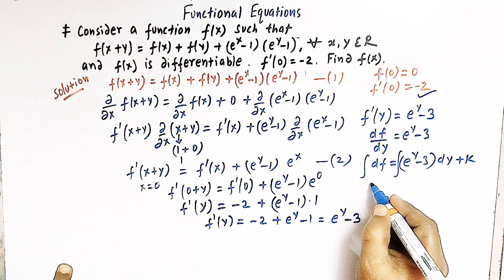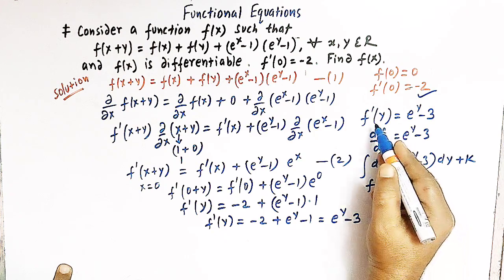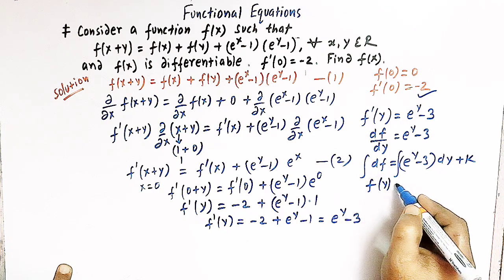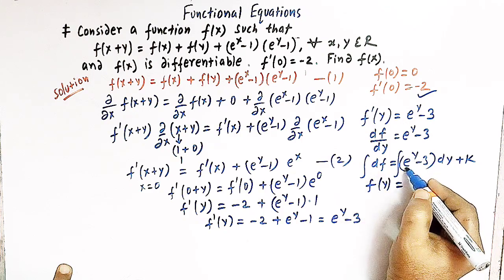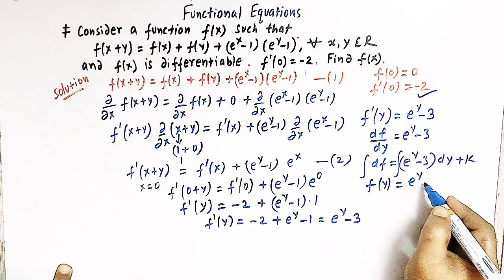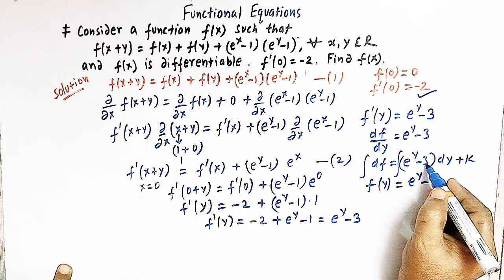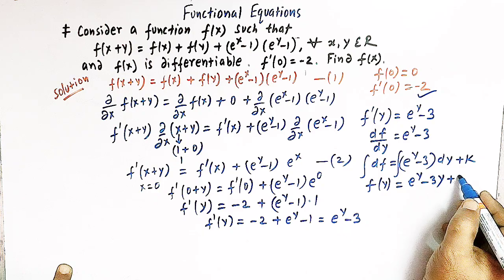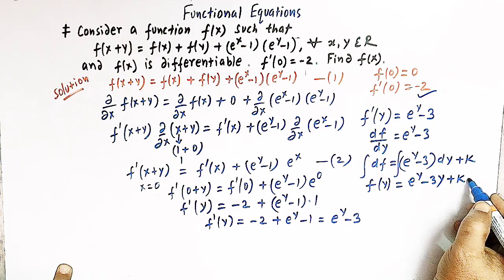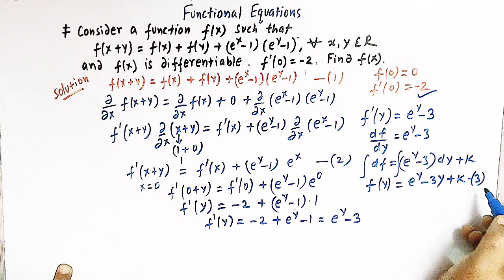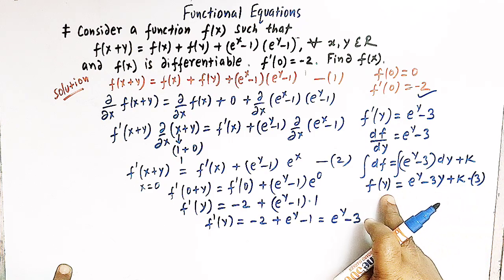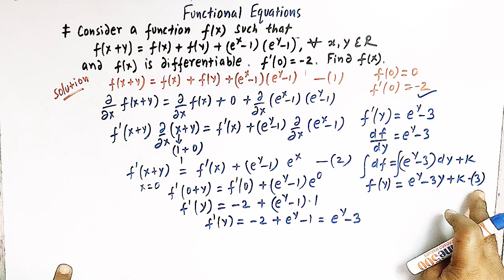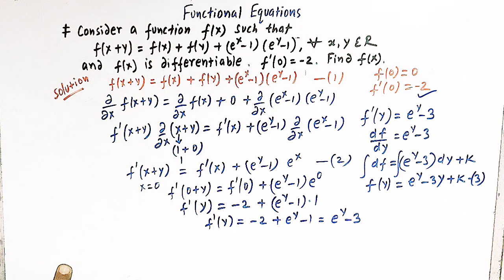So integral df is simply f, and f is f of y. So we have now f of y, and here the integral of e raised to y is e raised to y, and the integral 3 dy is simply 3y, and k is the constant of integration. So here we have now f of y is equal to e raised to y minus 3y plus k, and this is our equation number 3, right?